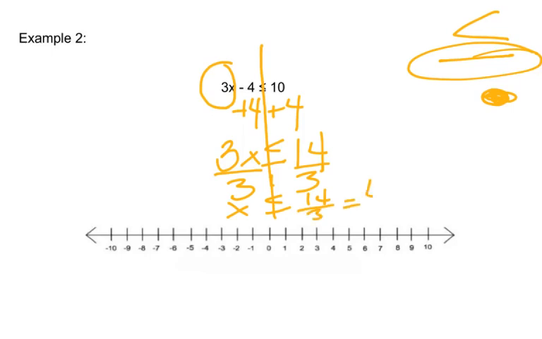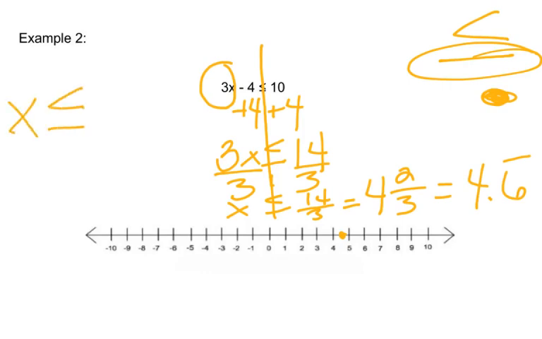3 goes into 14 4 times with 2 left over. So that's how I would write it, as a fraction, or it's 4.6 repeating written as a decimal. So because I got a fraction, that's okay. I want to go somewhere between the 4 and 5 and put my closed dot. And since the arrow points to the left, x is less than or equal to 4.6 repeating.